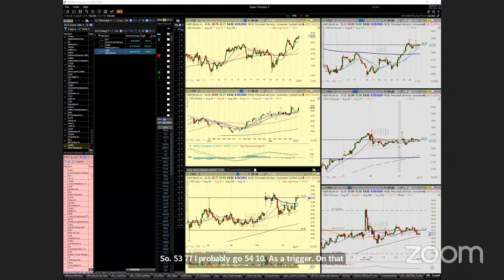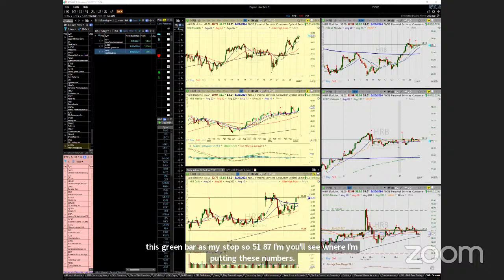And if it takes out these highs, I'm looking at under this green bar as my stop. So 51.87. You'll see where I'm putting these numbers in a second. The spreadsheet is saying the 2R is 58.56.